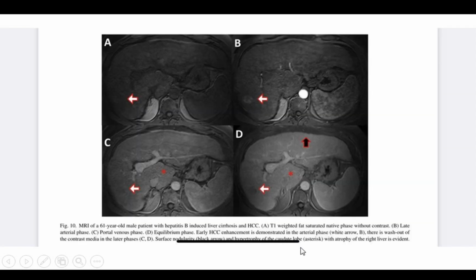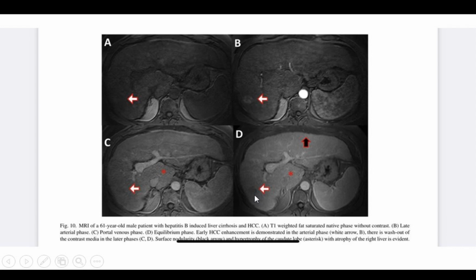The last one is about a common complication of liver cirrhosis, hepatocellular carcinoma. This is a patient suffering from hepatitis B virus. This is an MRI of the patient. The first one is native MRI, T1 without contrast. The second one is the late arterial phase image. This is the portal phase, and this is the equilibrium phase.